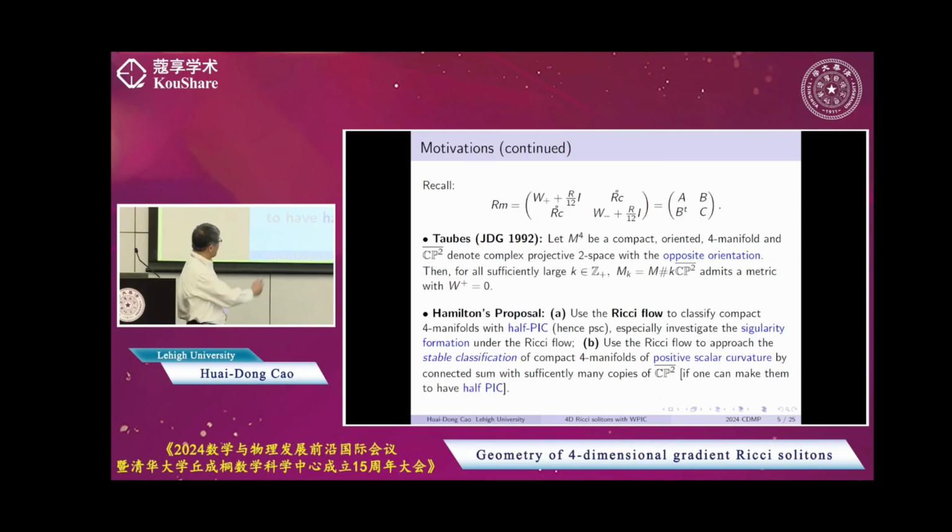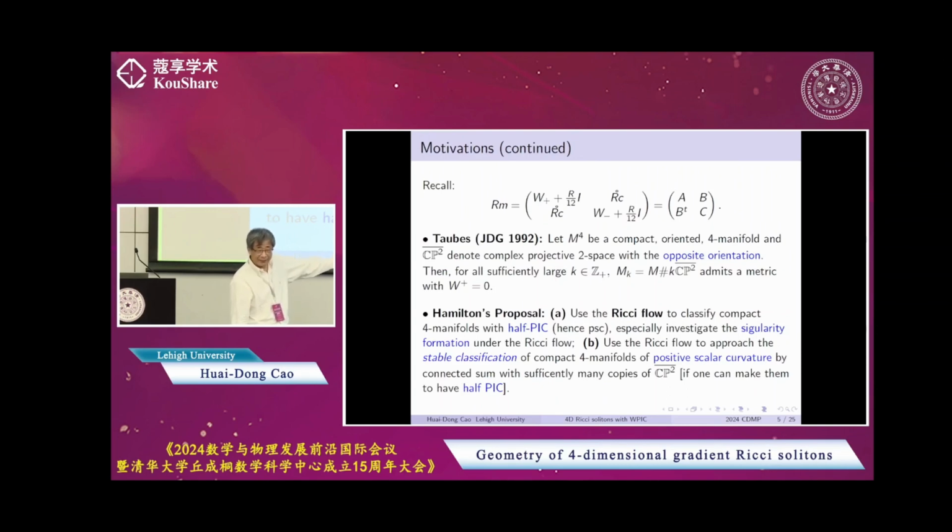That's still the ask expert whether that's possible, because we all know connected sums preserve the scalar curvature positivity, right? But also half conformally flat, that is also preserved under connected sums. So hopefully this can be done. If that's the case, then we have a start for any compact four manifold with positive scalar curvature.